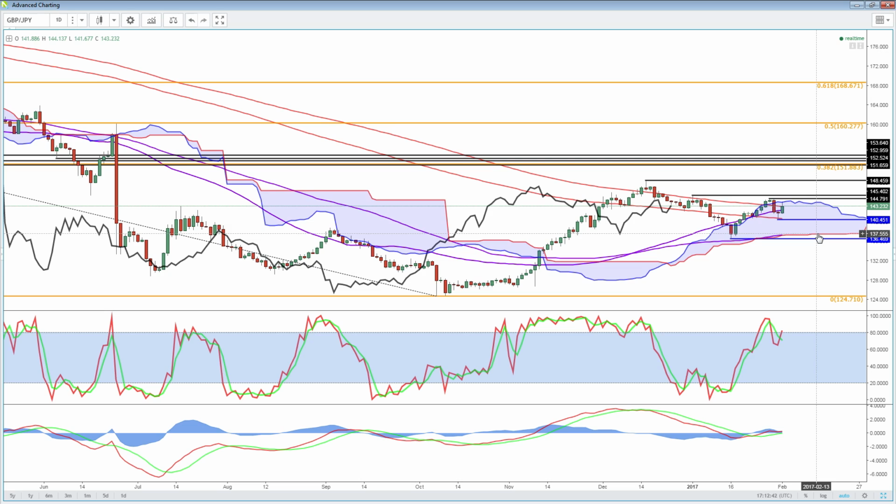This is the bottom of the Ichimoku cloud. It's also the bottom of the moving average band here, the 55-89. Now previous support comes at around 136.50 just below here, but I think a break of the Ichimoku cloud and moving average band is extremely significant.